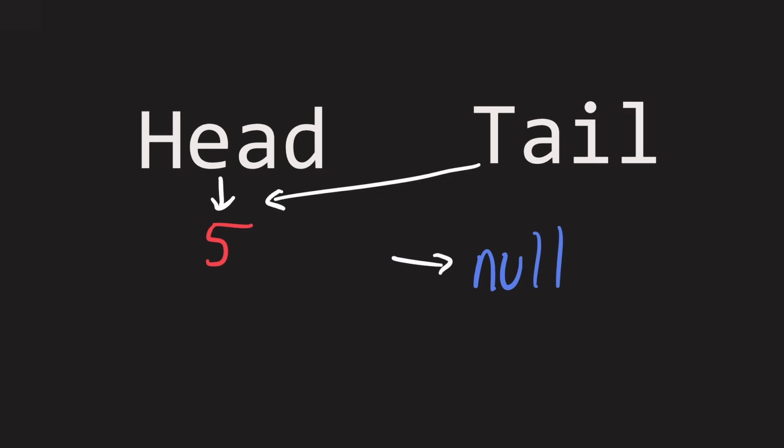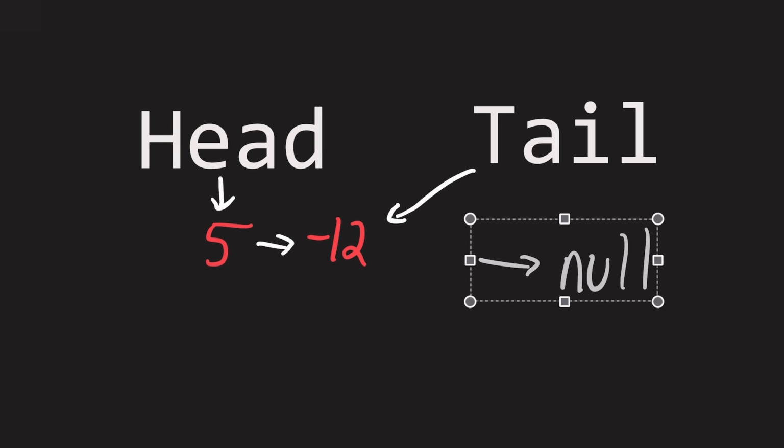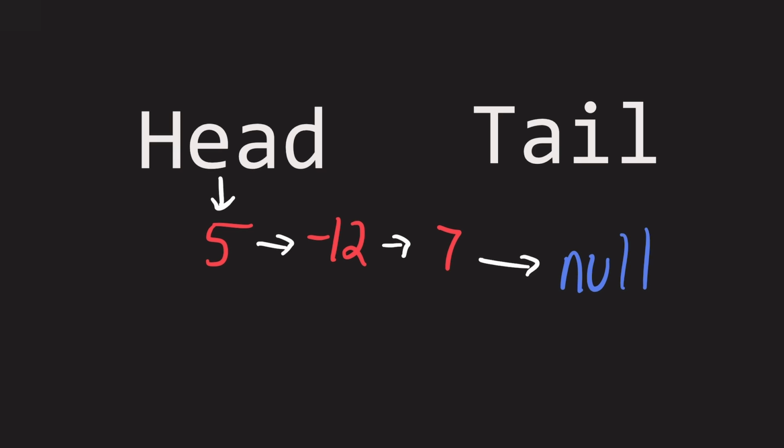Then we add -12, all we do is we point 5 to -12 and point the tail now to -12 since it is the end of our list. Now adding 7, we can directly access the end of our list using the tail. Right now this will take us directly to -12. We update -12 to point to 7, and we finally update the tail to point to 7 also. And now we see why we have a tail pointer. It allows us to immediately go to the end of our list without having to go through every element in the list first.